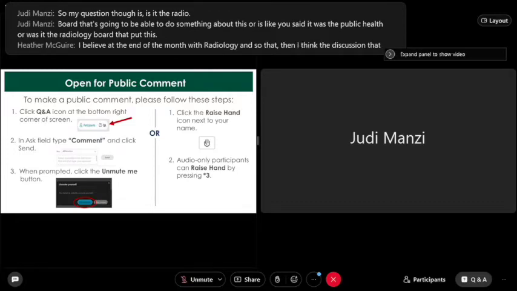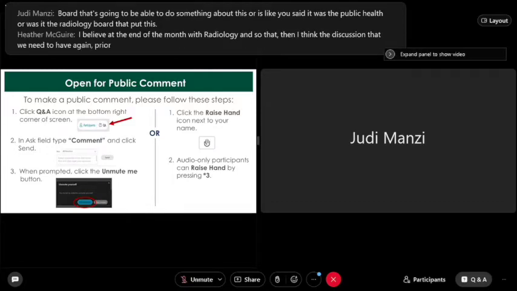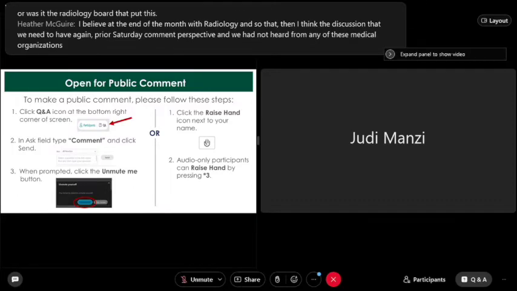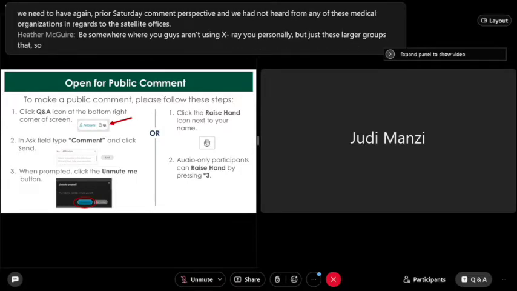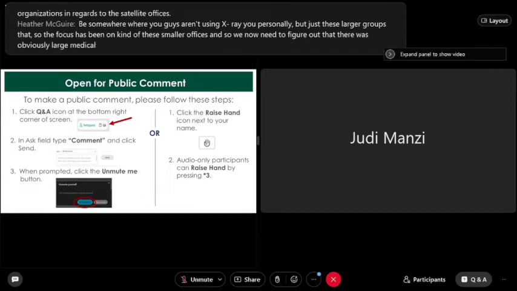So again, prior to Saturday, from a comment perspective, we had not heard from any of these medical organizations in regards to the satellite offices being somewhere where you guys aren't using x-ray, not you personally, but just these larger group settings. And so the focus had been on kind of these smaller offices. And so we now need to figure out that there are obviously large medical organizations who in certain situations function like smaller practices or small offices. So how do we solve that problem?